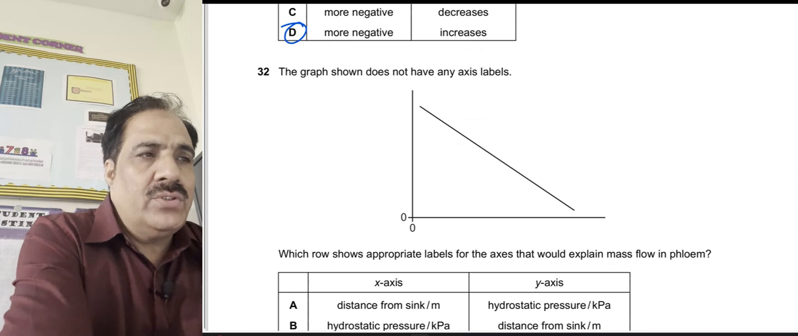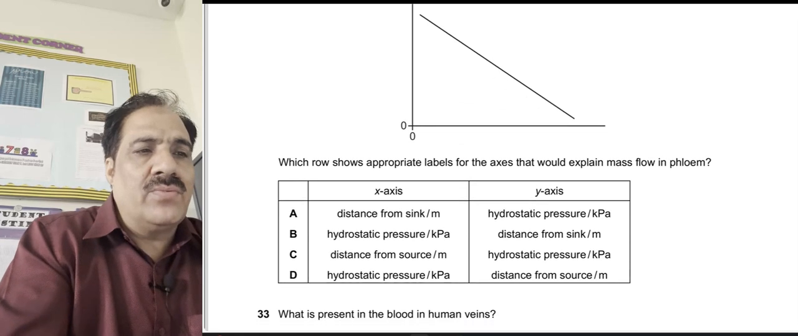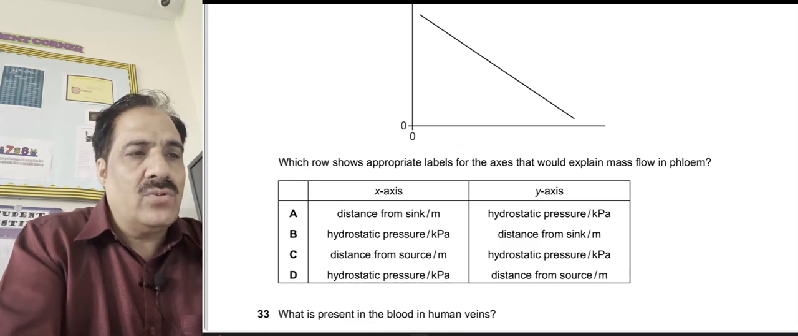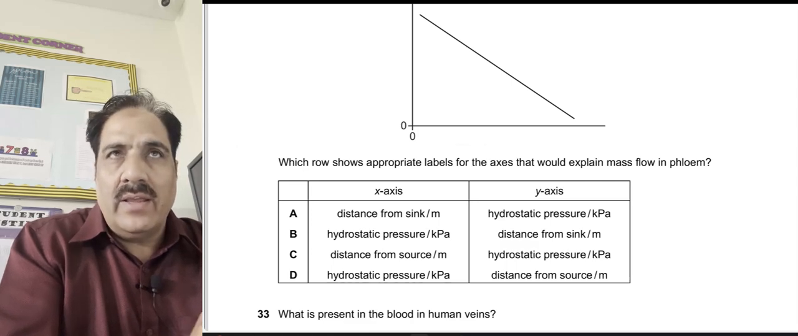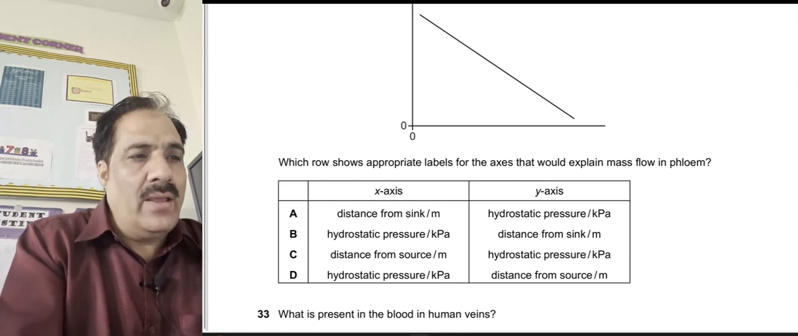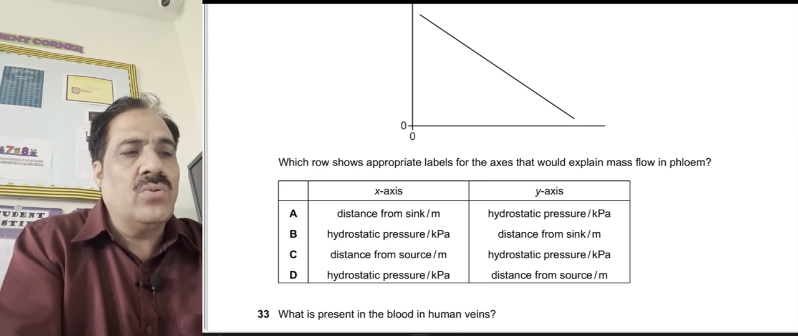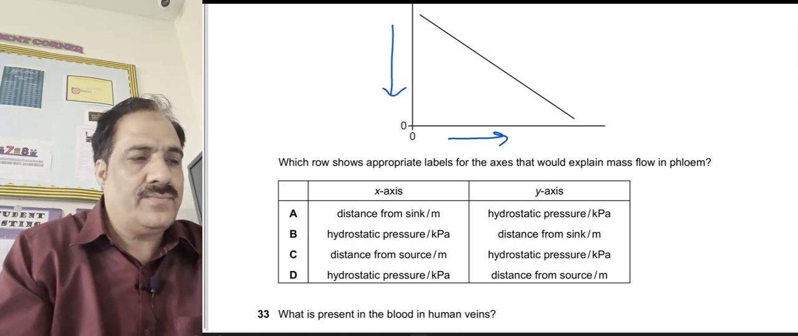Question number 32. The graph shown does not have any axis label. Which row shows appropriate labels for the axis that would explain mass flow in the phloem? If x-axis is distance from the sink, as distance from the sink increases, hydrostatic pressure decreases. That's wrong. Hydrostatic pressure on the x-axis and distance from the sink, no, that's also not right. Distance from the source on the x-axis and hydrostatic pressure on the y-axis: if we increase the distance from the source, we'll see the hydrostatic pressure goes on decreasing. That is the correct one.